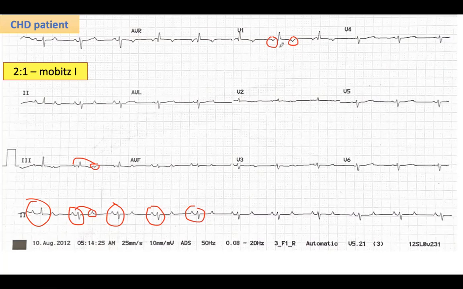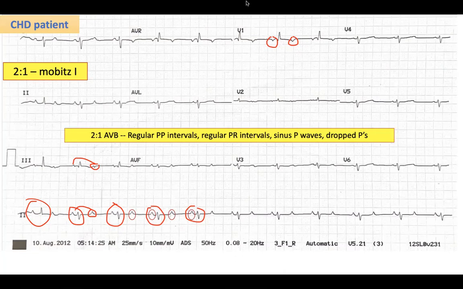Usually you cannot tell whether it's Mobitz 1 or Mobitz 2 on a single ECG. But I know this patient, and there are further ECGs with 4-to-3 or 5-to-4. So we know this patient has Mobitz 1. So this is most likely 2-to-1 Mobitz 1 type ECG. Furthermore, the QRSs are narrow and so forth. So you cannot tell for sure, but this is most likely Mobitz 1 2-to-1 conduction, because I know the patient based on different ECGs.